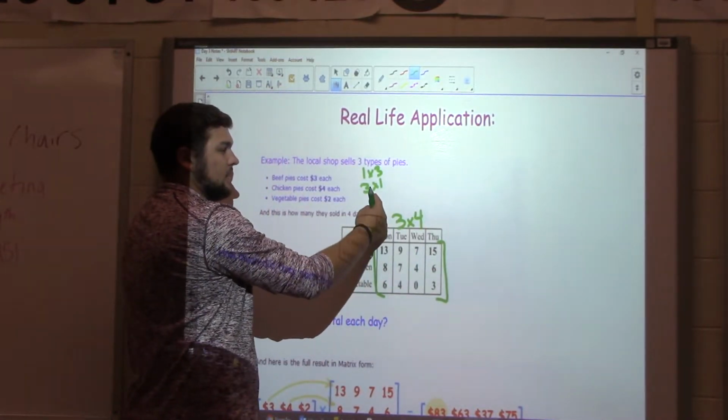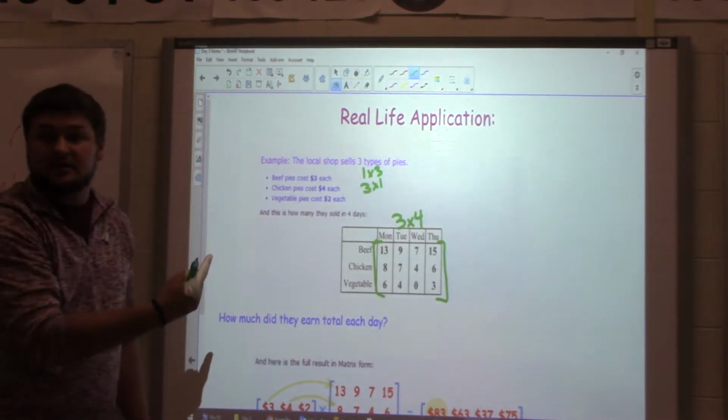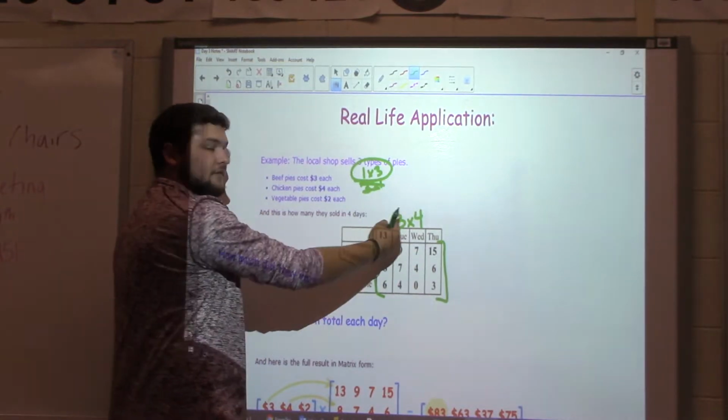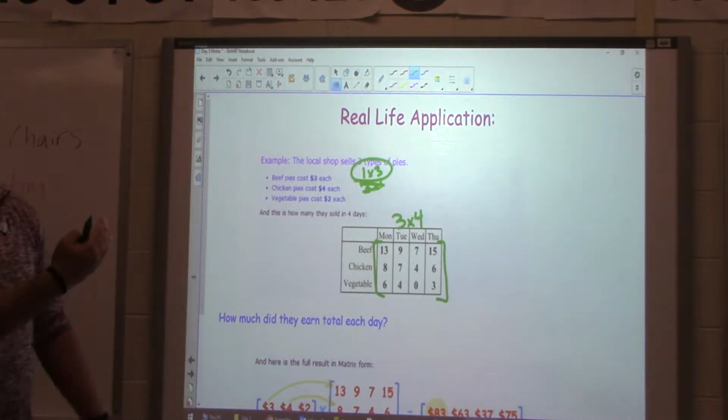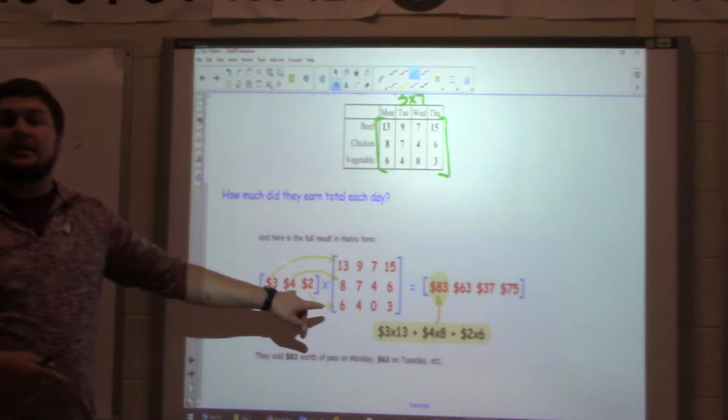If I make a 3 by 1, I can't put it in front or behind to make my middle numbers match. So I know I'm going to have to make a 1 by 3 and it's going to go in front when I multiply the two of them. Like I said, that's done for you already down here. And then all you have to do is put it in your calculator.